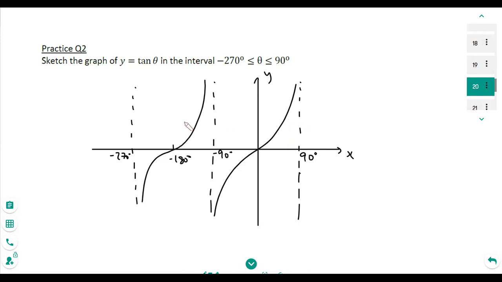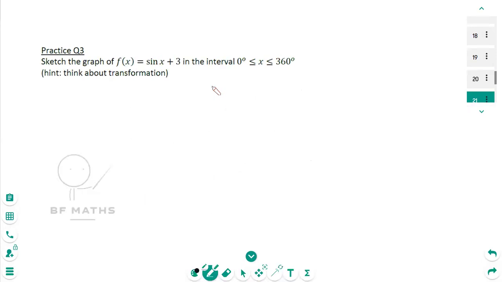You must draw the asymptote. You cannot not draw the asymptote. You must draw the asymptotes. Okay, right, here's the answer. Can't say much. Next one, question 3.